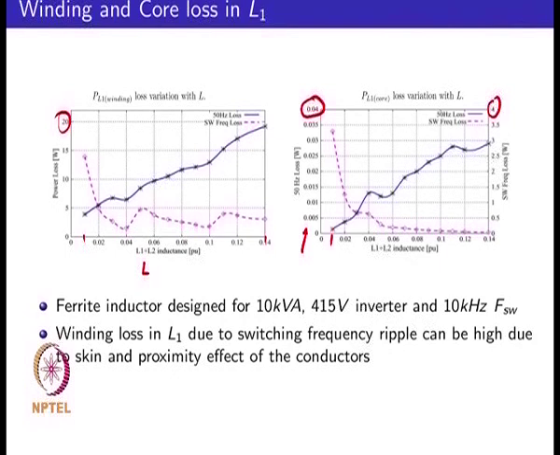The 50 hertz component of the losses has an increasing trend as you increase the value of L total. And if you look at the switching frequency term, at low value of L, the switching ripple is large, so you are having higher losses, but as you increase the value of L, the switching ripple reduces, so your losses come down as L goes to a larger value.